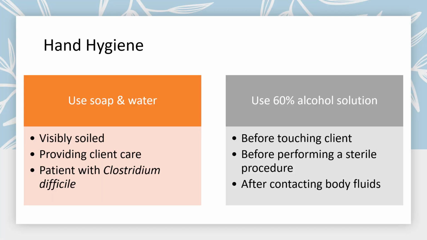Hand hygiene can be soap and water or a 60% alcohol solution. For healthcare individuals, we use soap and water when our hands are visibly soiled, after we provide care to an individual that potentially has infectious diarrhea, or after we are exposed to bacteria-producing cells like Clostridium difficile or C. diff.